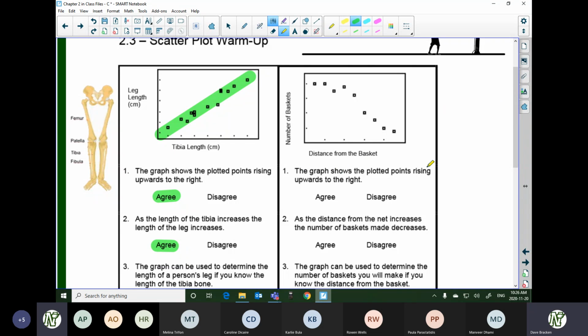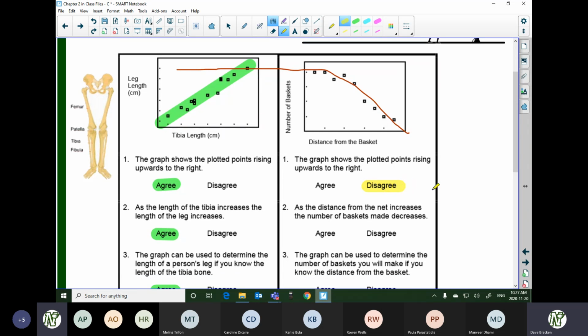All right, this graph shows the plotted points rising upwards to the right. Are the dots going upwards to the right like they were in this one? I would probably disagree with this because as we go from left to right, do you see how they're falling? I would say disagree for this one. I'll put disagrees as yellow. Disagree. Next one, as the distance from the net increases, the number of baskets made decreases.